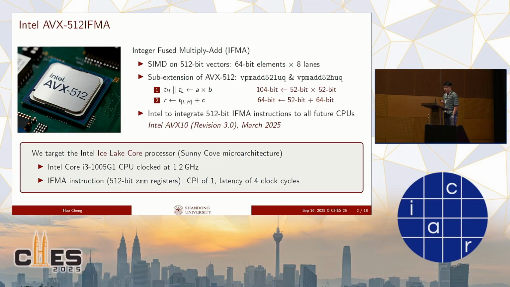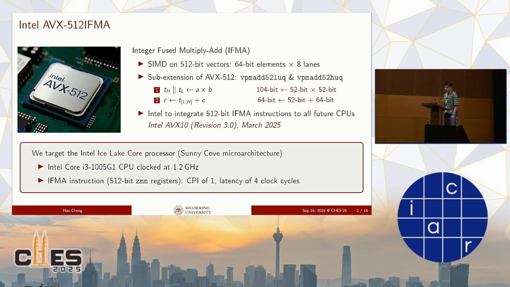One important feature of IFMA is that the vector multipliers are 52-bit wide. This means you have to use 64-bit elements, and the 512-bit vector is divided into 8 lanes. In this work, we take advantage of the 64-bit times 8 lanes SIMD computing power to implement the target pairing.